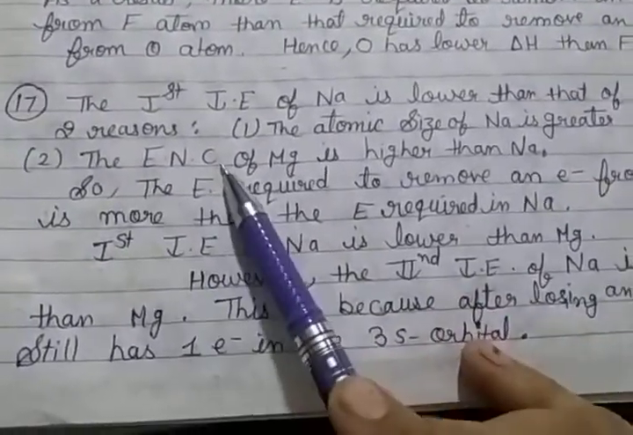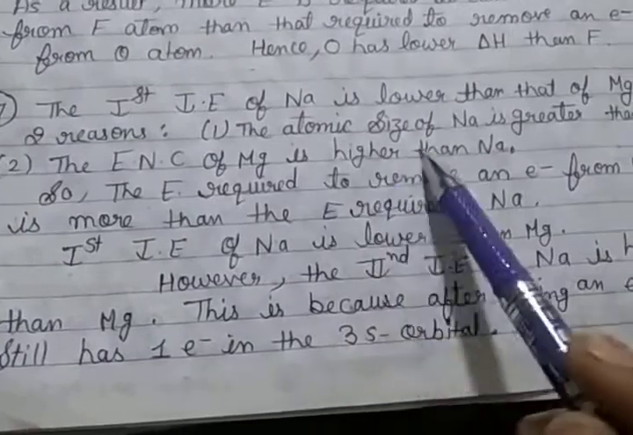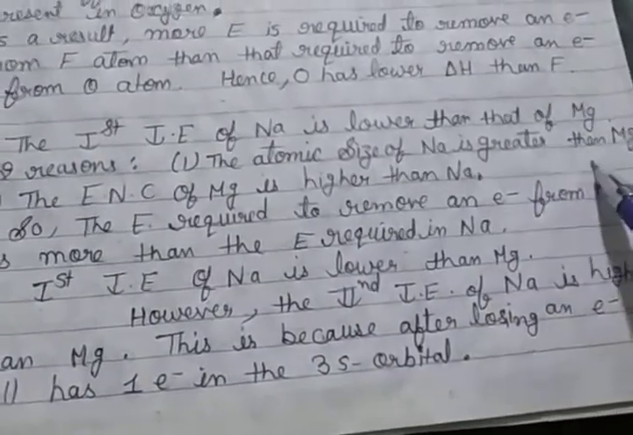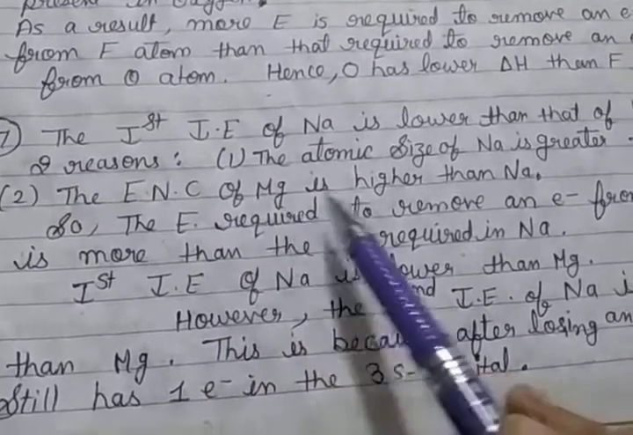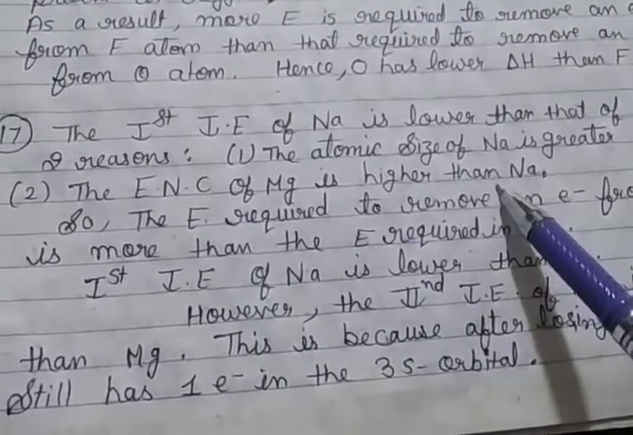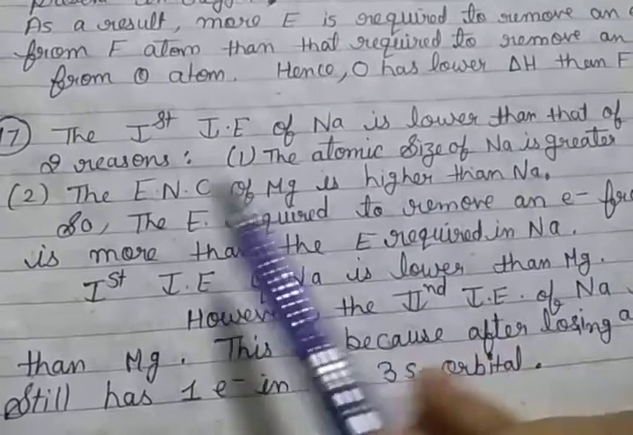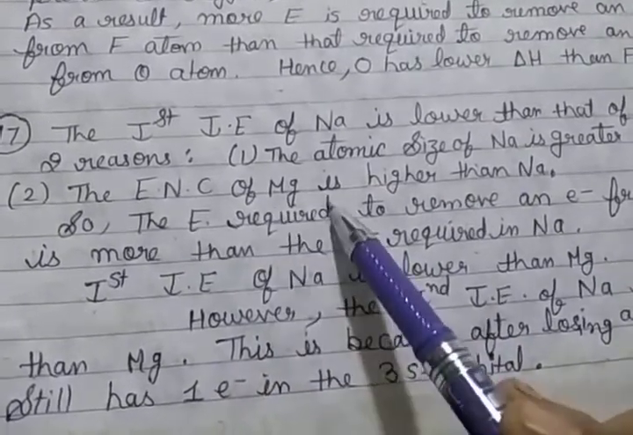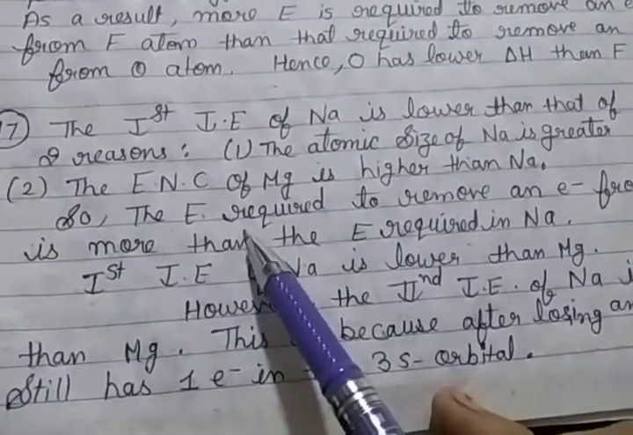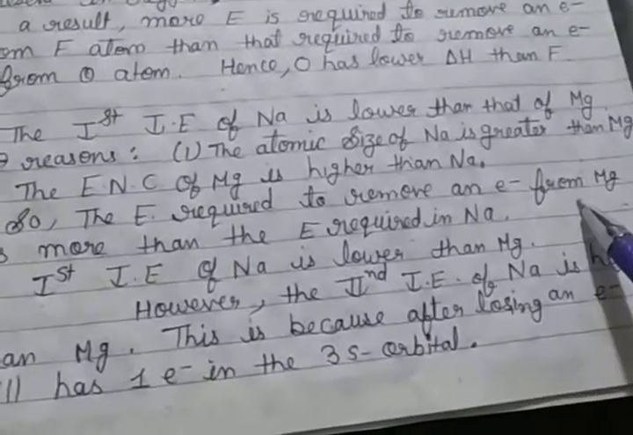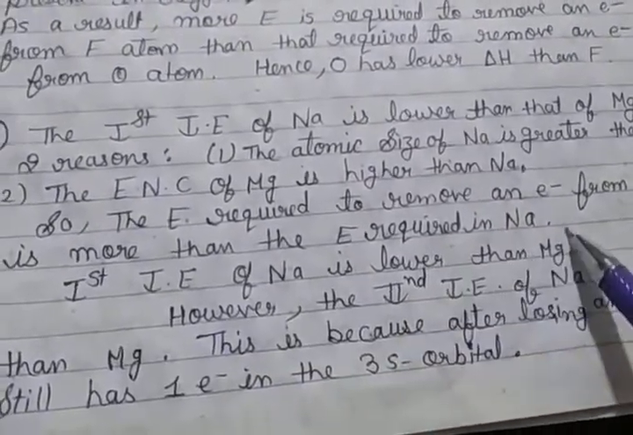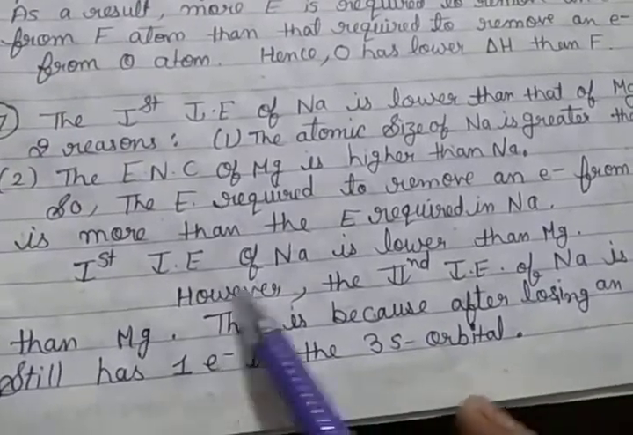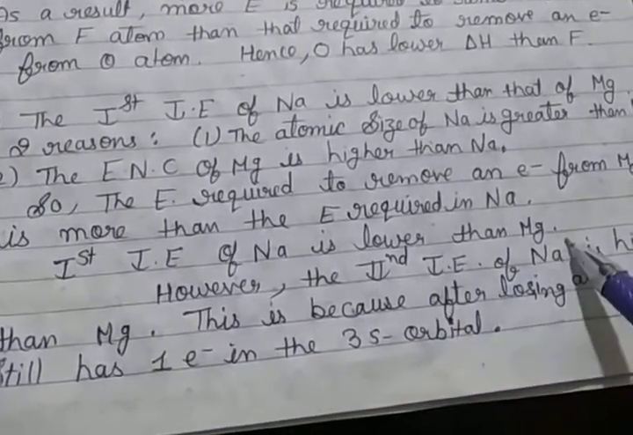There are two reasons. First, the atomic size of sodium is greater than magnesium. Second, the effective nuclear charge of magnesium is higher than Na. So the energy required to remove an electron from magnesium is more than that required in sodium. So the first ionization enthalpy of sodium is lower than magnesium.